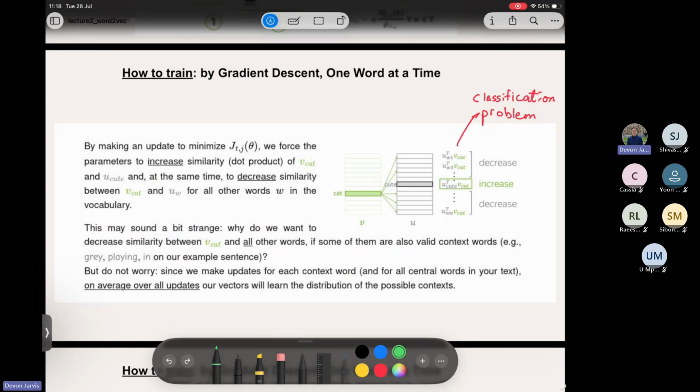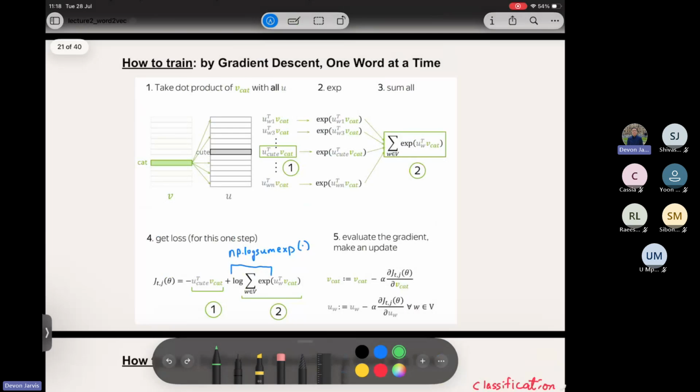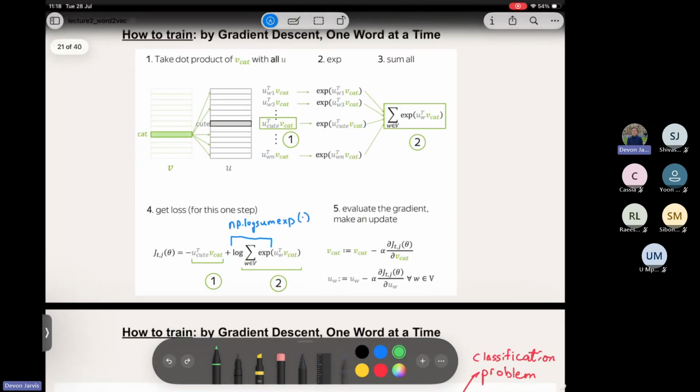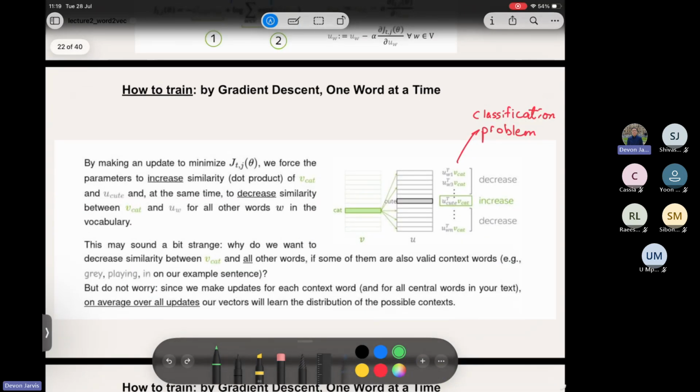All right, so let's just recap quickly what's going on here. By making an update to minimize this loss for one pair of words, we force the parameters to increase the dot product between the focal word, which is cats, and the one context word we currently care about, which in this case would be cute. So now our model is learning that cats are cute. And at the same time, we want to decrease the similarity between the word cat and all other words in our vocabulary, coming from the fact that we have this positive log sum over here, and we're trying to minimize, so we want to bring that sum down.